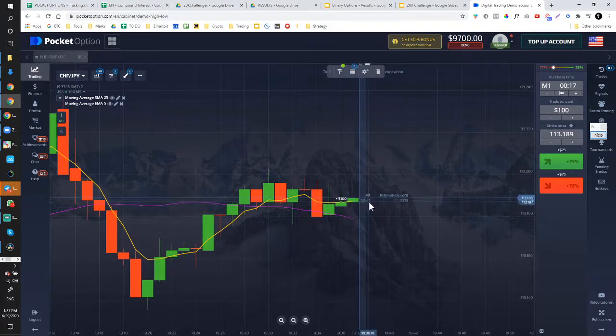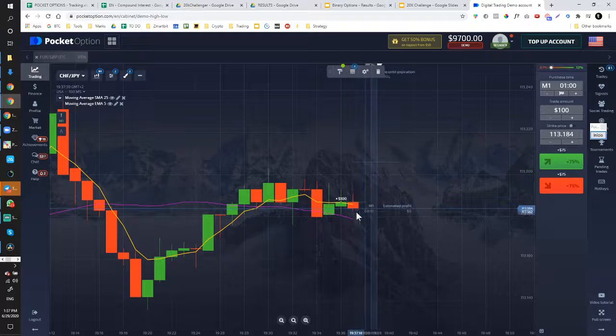But the idea is that at the end of this expiration time, if the price, this line, ends up above where I struck, then I win $100 minus the payout, which right here is paying 75%. Now, if I lose, like this, it dropped, then I lose $100, okay? So that's basically what it is.